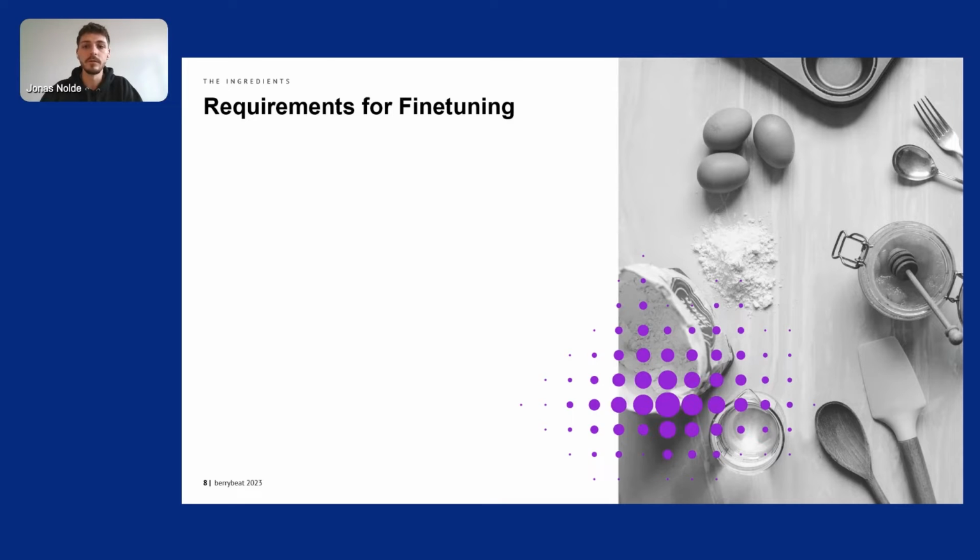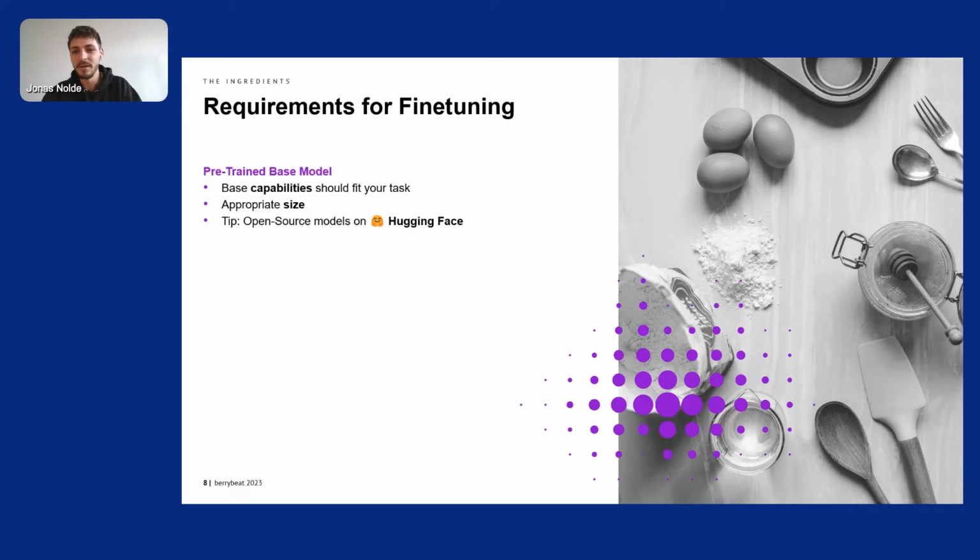What are the ingredients you need for fine-tuning? Well, you need a pre-trained base model. The capabilities should fit your task. So like, did it learn Cypher, or does it understand German in our case? Also, the model should be of appropriate size. It should have enough parameters for the complexity of the task, but it should also fit on your GPU for training. My tip is to find out what model size you can fine-tune on your GPU and then look for open source models on Hugging Face. We got our 13 billion Code Llama Instruct model from Hugging Face as well.